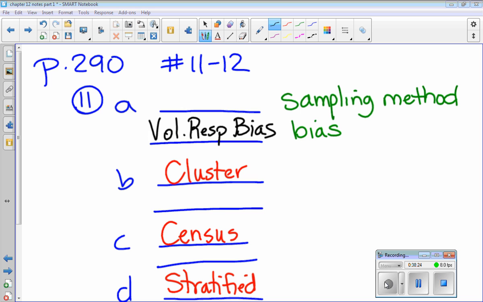Okay, good. Part B says one of the elementary schools will contact every parent by phone. What do you think about this one? It's not non-response, because if you contact every parent, then every person had an equally likely chance to respond, right? So it's also a voluntary response, because if you're calling them by phone, can't they just hang up? So that's the same kind of bias.